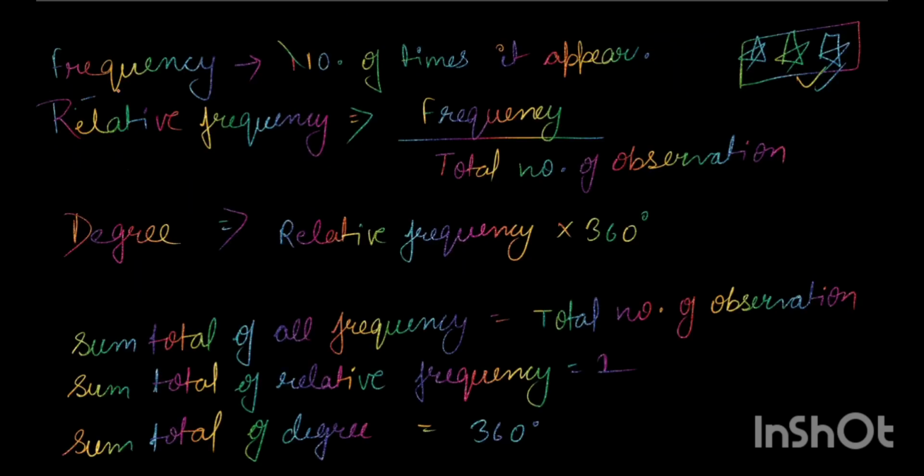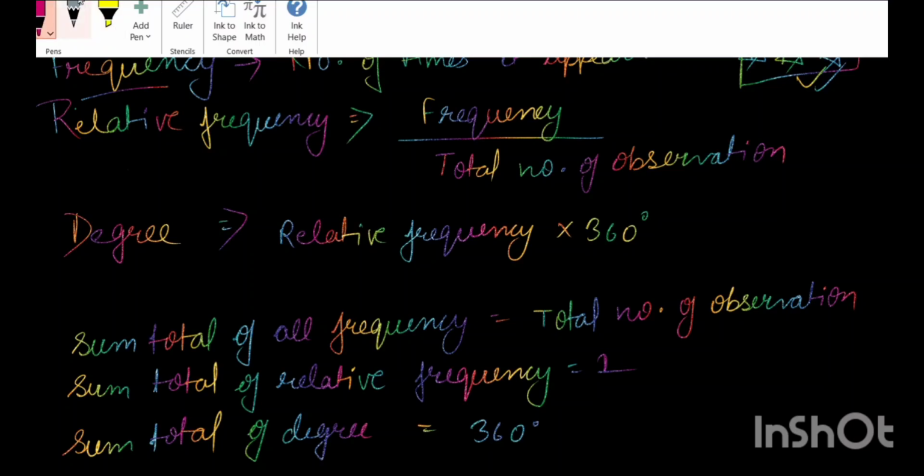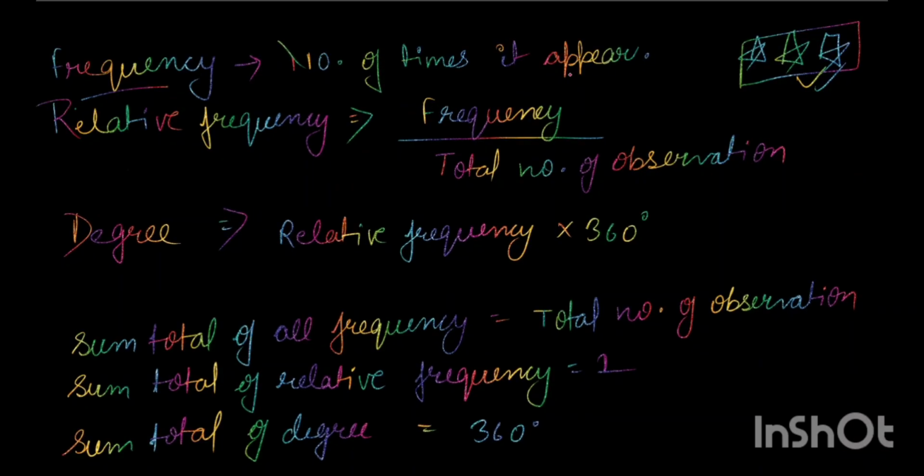We have frequency, which is the number of times something appears. That means just the count, like just count it out. Next, we have relative frequency, which is frequency divided by total number of observations. Then we have degree, which is relative frequency times 360 degrees. These three are the most important facts or remarks, whatever you could say.